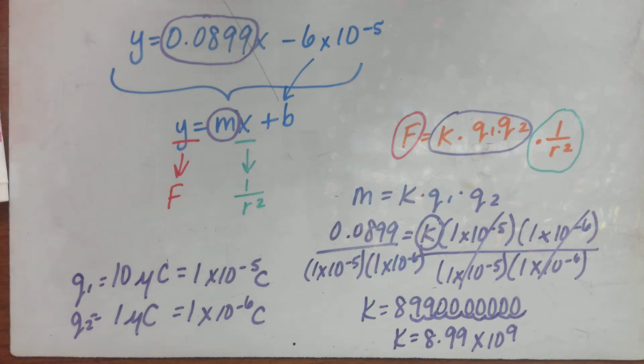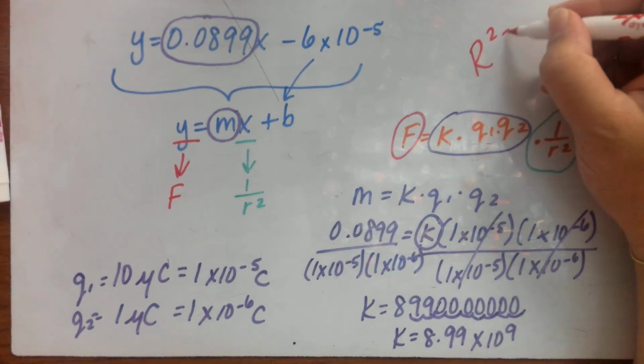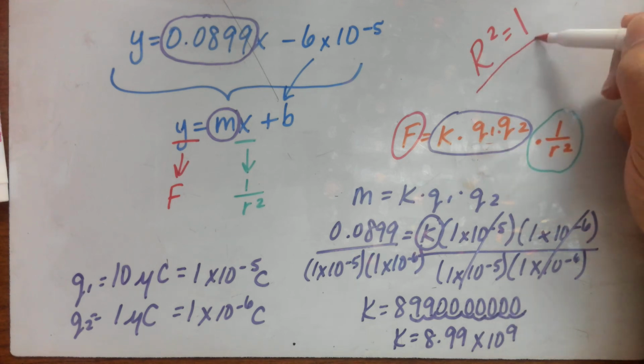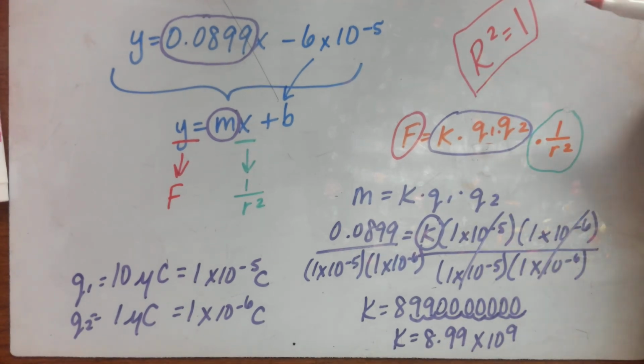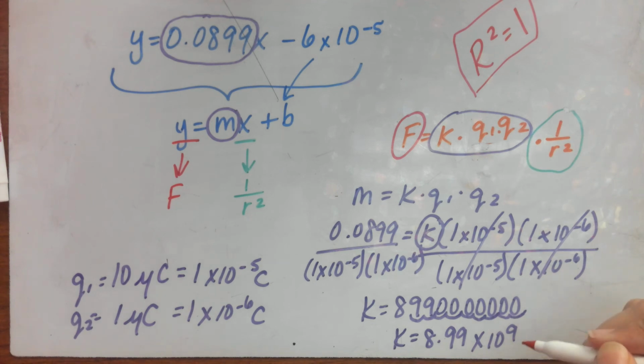Another thing is on your graph, notice that your r squared value equals 1. What this means to us is our data is very predictable. It's following a pattern to repeat the same thing every time. So an r squared value of 1 is telling us there's a constant. And so this K is our constant. That is the number that we are looking for every single time.